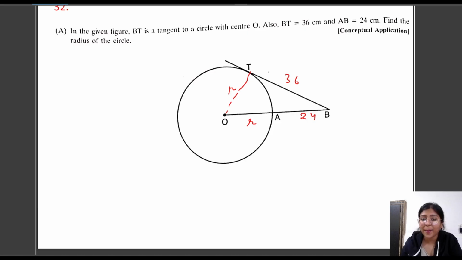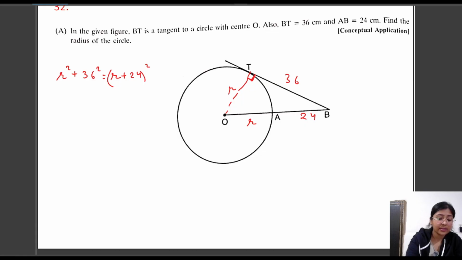We can apply Pythagoras theorem. Since it is a right angle triangle and one side is unknown, we can apply the Pythagoras theorem to find out the unknown side. So we will write R square plus 36 square is equal to (R plus 24) whole square. Expand this. Learners, solve this and tell me the value of R in the comment section.